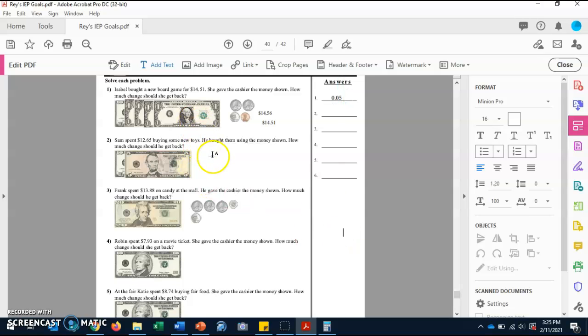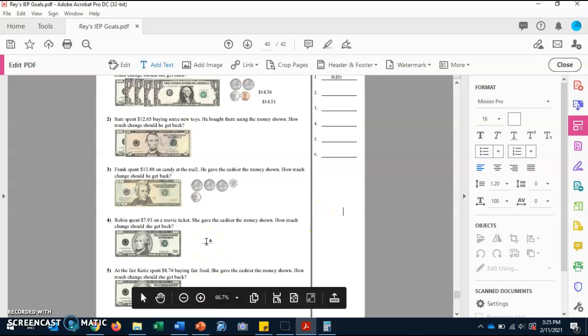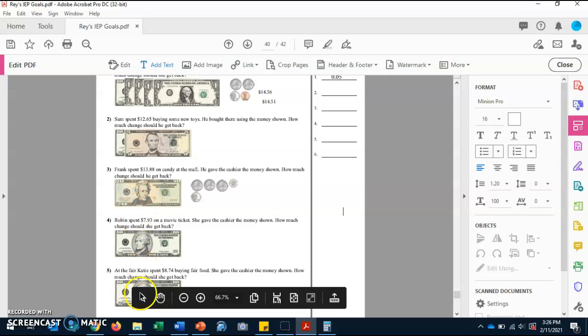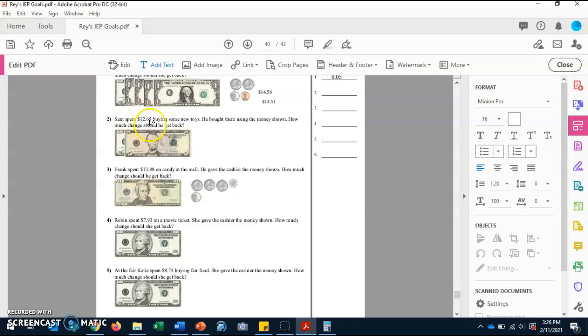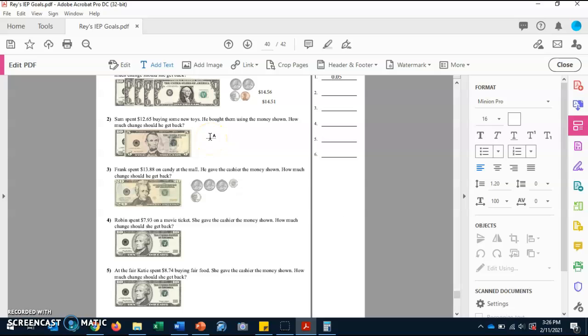And that is what you are going to do for all of the rest of the questions, Ray. You need to count the money first, count how much she has, and then subtract it by the amount of money each person spent, given up here. And once you subtract, whatever amount it gives you is the change that they received. And that is what you will put here for your answer.